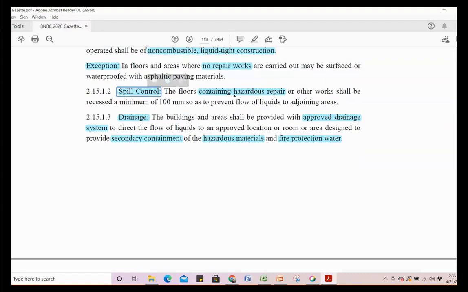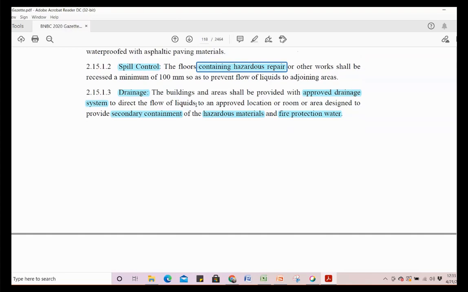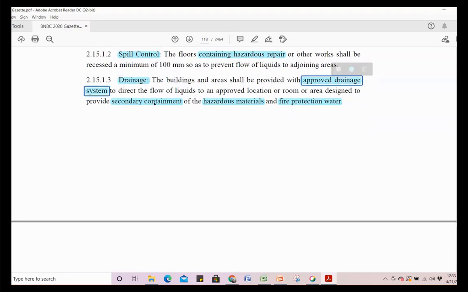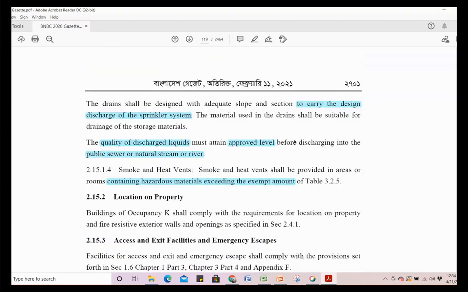Spill control: garages may create hazardous liquids or elements, so we must control spills. Drainage: we must have an approved drainage system and a secondary containment system for hazardous material and fire protection water.